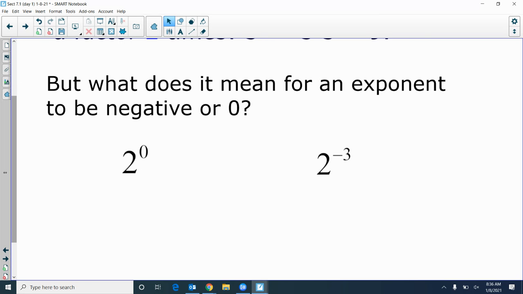How in the heck do we do that? What is 2 to the 0 power? Is it 0? Is it 2? No, it's 1. Jordan? 1. Yeah, it's obviously 1. But that doesn't make any sense. I don't get it. 2 times itself by nothing. It doesn't make sense.